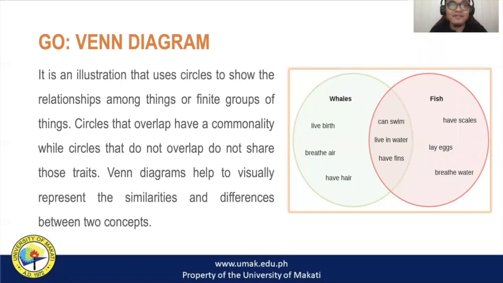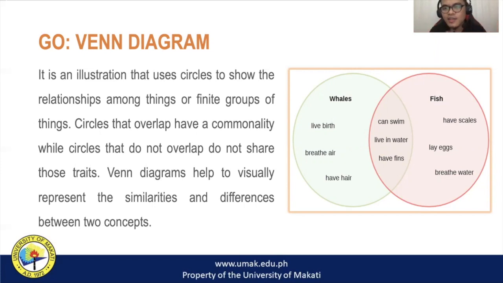Next is the Venn diagram. It is an illustration that uses circles to show the relationships among things or finite groups of things. Circles that overlap have a commonality, while circles that do not overlap do not share those traits. Venn diagrams help to visually represent the similarities and differences between two concepts. So you have to be careful: a Venn diagram is usually for two concepts.